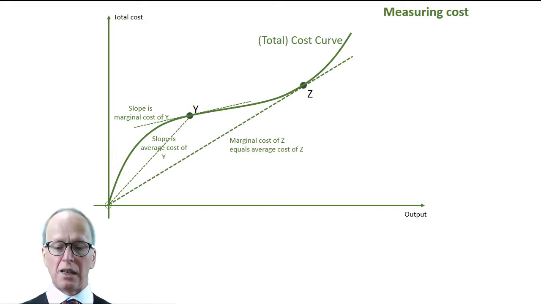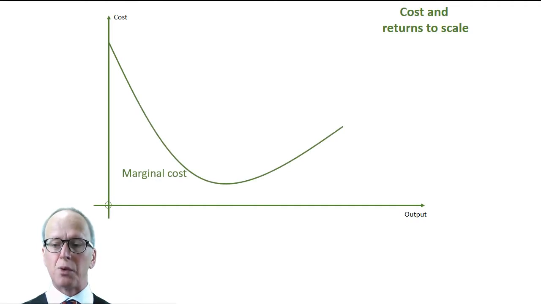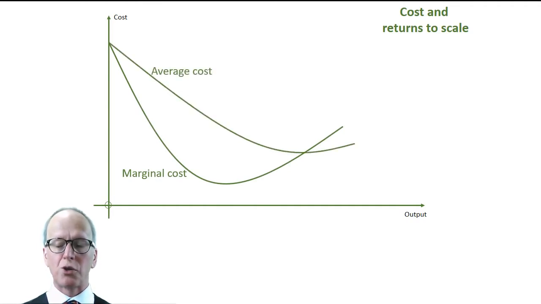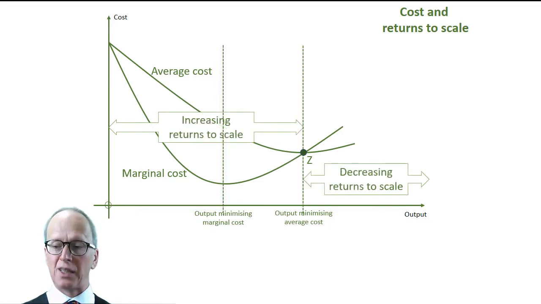In this slide, you're going to see the kind of relationship between average and marginal costs which we're going to need. The marginal cost curve is U-shaped, so that there is some level of output at which marginal costs are minimised. The average cost curve is also U-shaped, and the marginal cost curve cuts through it at point Z, where the average cost curve is at its minimum. Note that the marginal cost will then be upward sloping.